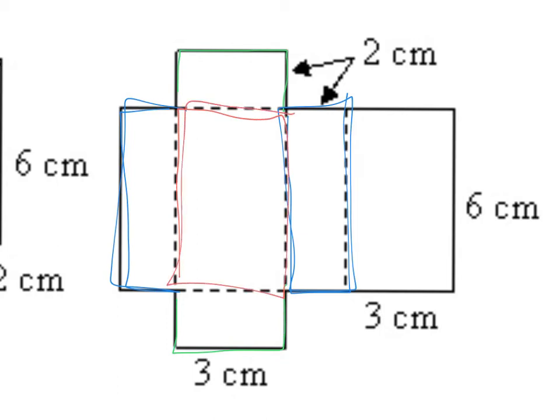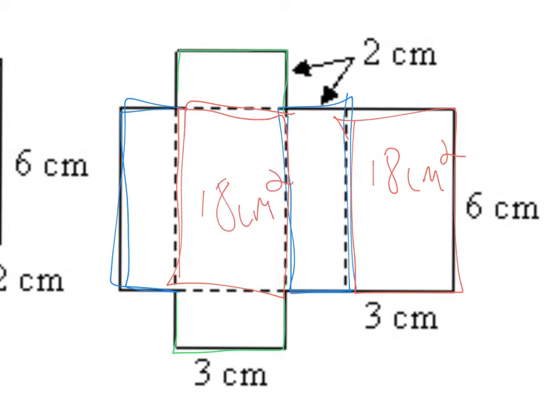Think about a cereal box, right? Front and the back of the box. So we know that these are going to be the same sizes. So let's go ahead and start off with the red. We know that that is a 6 times 3 area, which is 18 centimeters squared, which means that this is also 18 centimeters squared. Okay?